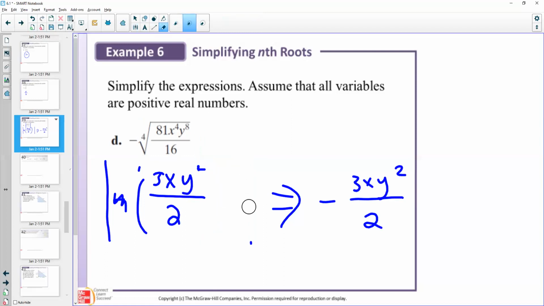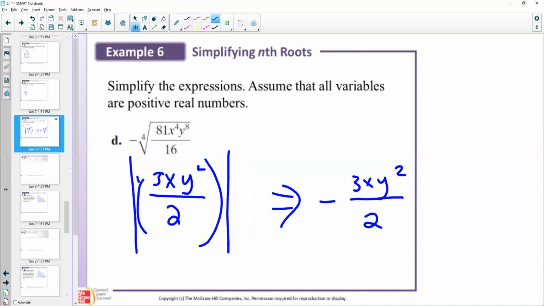So that was my operation here, right? I would be taking the absolute value of this because it's the 4th root, and the negative is out front. So the negative isn't applied to the absolute value, it carries to here.